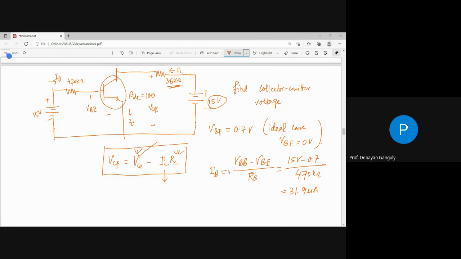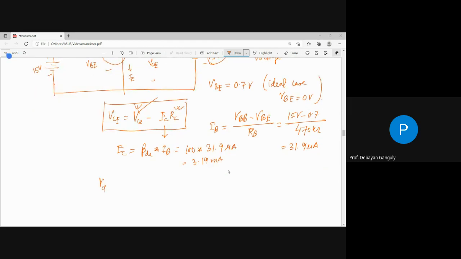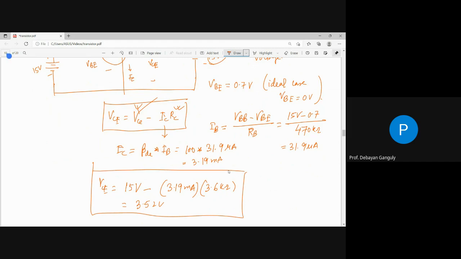Then this is IB, and it is a very simple thing. You have to find the IC. IC is nothing but beta into IB. Beta is given as 100, IB is 31.9 microampere, so it will give you 3.19 milliampere. Then you just put it: VCE equals VCC, which is 15 volt, minus 3.19 milliampere multiplied by the value of RC, that is 3.6 kilo ohm. That will give you 3.52 volt. So this is nothing but VCE. That is a simple thing.